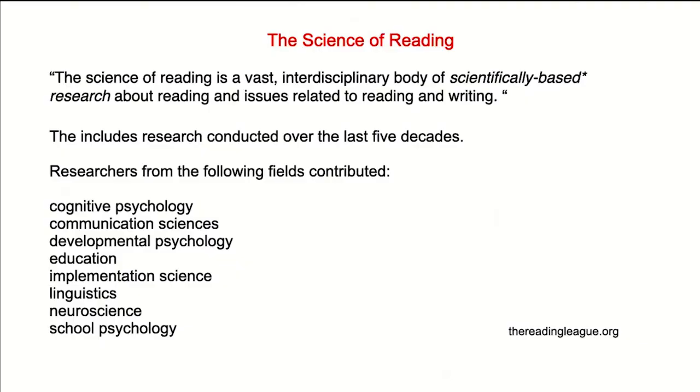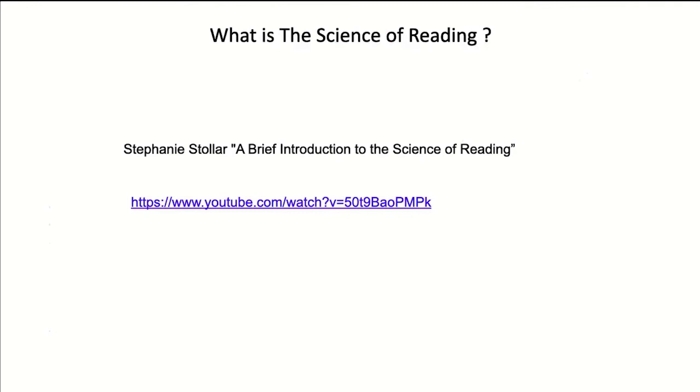Well, let me talk to you a little bit about what the science of reading is. Science of reading is a vast interdisciplinary body of scientifically based research about reading and issues related to reading and writing. It includes research conducted over the last 5 decades, and researchers from the following fields contributed: cognitive psychology, communication sciences, developmental psychology, education, implementation science, linguistics, neuroscience, and school psychology. You can see how extensive the work was. What is the science of reading?